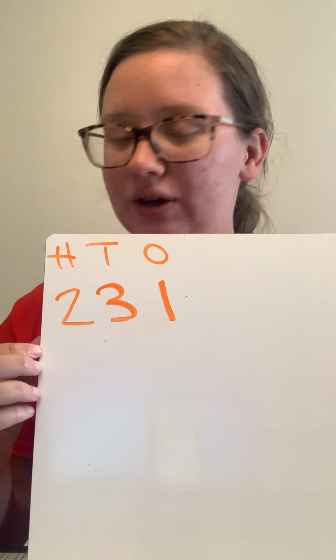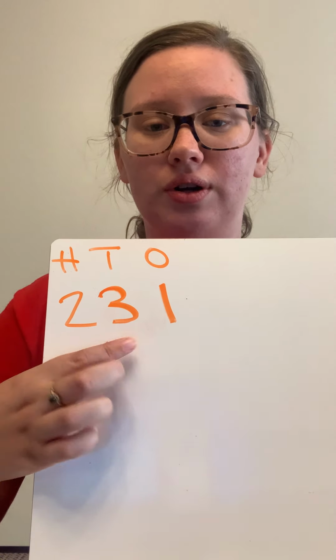On page 276, we are going to write each number in expanded form, separating the total value of each of the units. So number 1 is 231. Actually, let me write it down a little bit lower. 231. I'm going to label my ones, my tens, and my hundreds. So here's my number 1, 231.